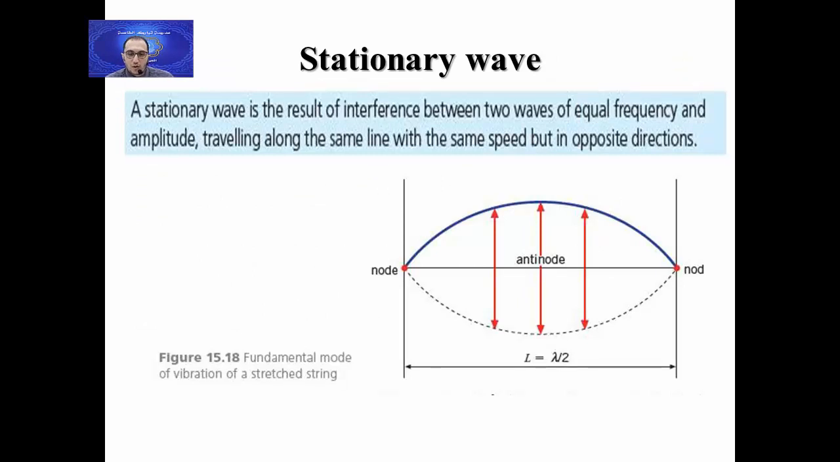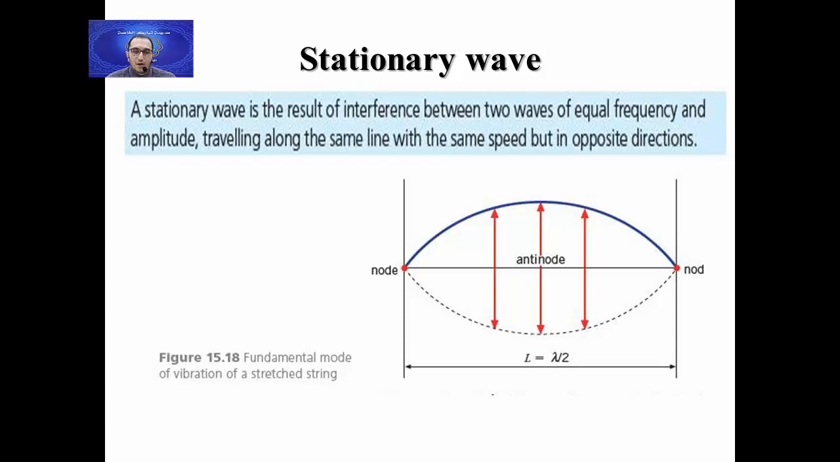Now let's talk about the second part in this topic today, stationary wave. Stationary wave, this wave around us every day. What's this stationary wave? A stationary wave is the result of interference between two waves of equal frequency, amplitude, but traveling along the same line with the same speed, but take care, in opposite direction. So you have to put it in your mind, what are the conditions for stationary wave? Equal frequency, amplitude, traveling along the same line, 3 points now, but in opposite direction.